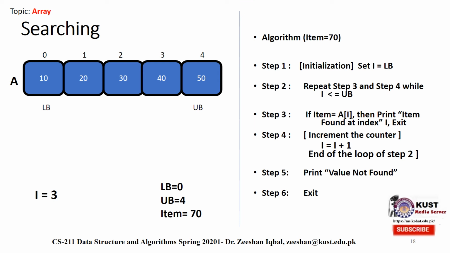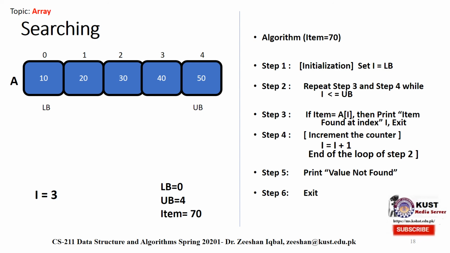Afterwards, the control will move again to step 2, where the value will be checked again in the while loop. 2 is less than or equal to 4, which is true. So we have to repeat steps 3 and 4 again. If we put the value of item and the value of a of 2, we can see that 40 is not equal to 70. So we will move towards step 4 again by incrementing the value of I by 1. So the new I value will be 3.